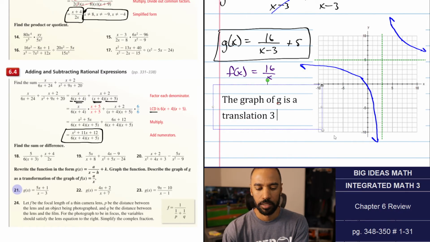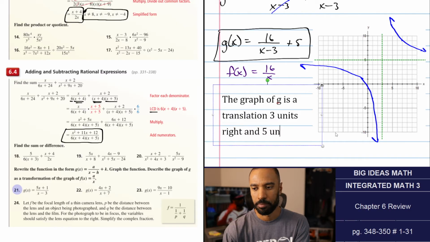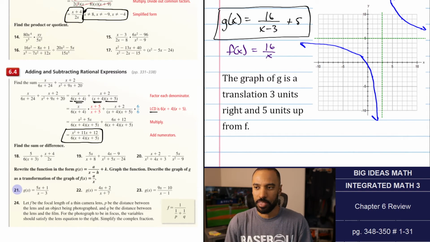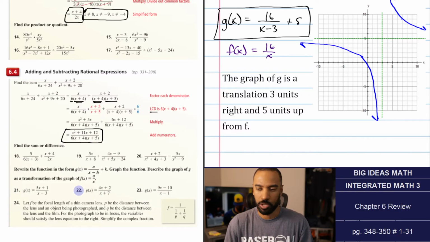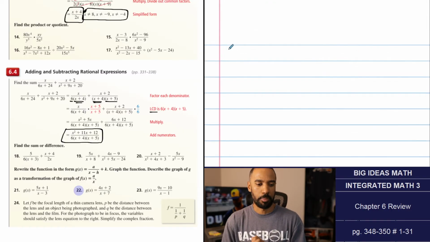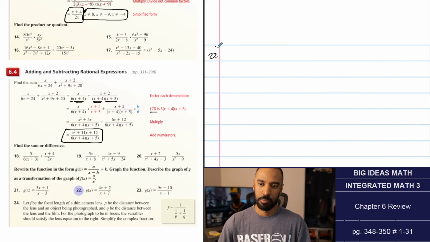3 units right and 5 units up from f. So there is the first of these problems. Now these will only go as fast as I can handle the graphs. Now that we've done some graphs, I'm going to go relatively quickly on that portion. That being said, I'll probably speed up a little bit more on the inspection portion now.